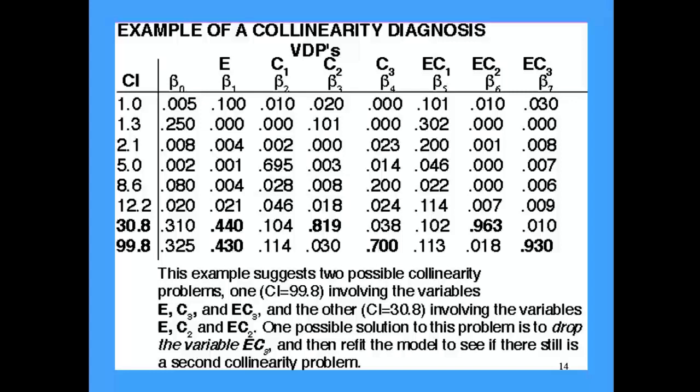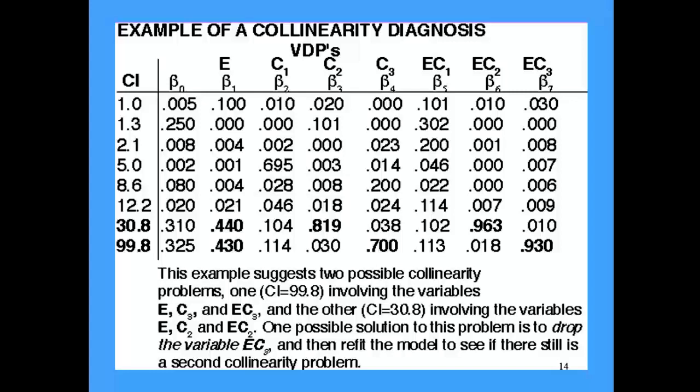However, that's not the way you should proceed to address collinearity. You look at the first one, 99.8, and decide whether it's a collinearity problem by checking the other information, the VDPs. Based on that, I make a decision about what to do, which might be changing the model or dropping a variable. If I do that, then I refit the model and see if there's another collinearity problem.